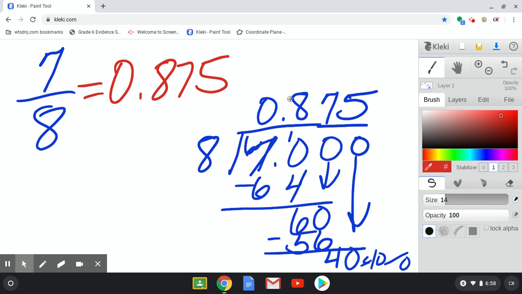So in order to convert a fraction to a decimal, all you're doing is dividing. Okay, so for today's assignment, make sure you actually show the division for your work.